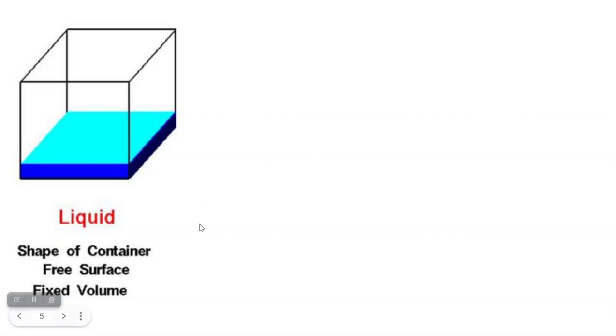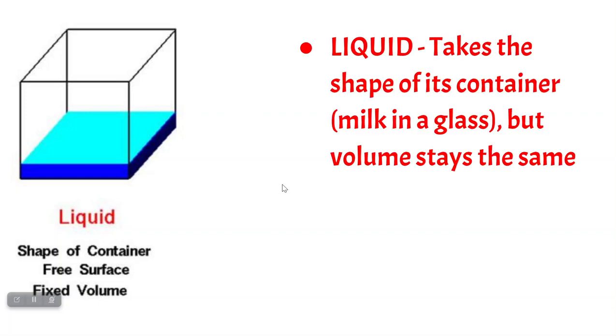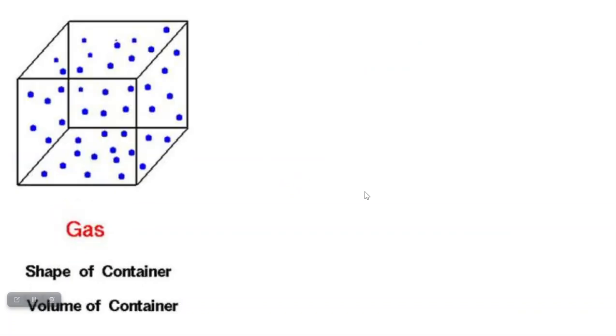Then liquids, they take up the shape of the container, and they have a fixed volume. Their volume doesn't change, but they do take up the shape of the container. So you might think of putting milk in a glass. If you put milk in a tall, skinny glass, it's one shape. But if you pour that exact same amount of milk into your cereal bowl, it's going to be a completely different shape, but its volume stays the same.